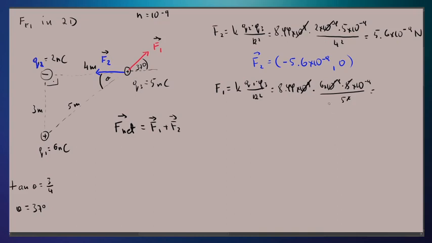So what I have here is 9 times 6 over 5. Well, I guess I'll put in 8.99 times 6 divided by 5. 10.8. So what I have here is 10.8 times 10 to the negative 9th newtons. So I have F1, and so what I still have to do is figure out the x and y components. So now if you look at F1 here, F1x points this way, and then F1y points this way.